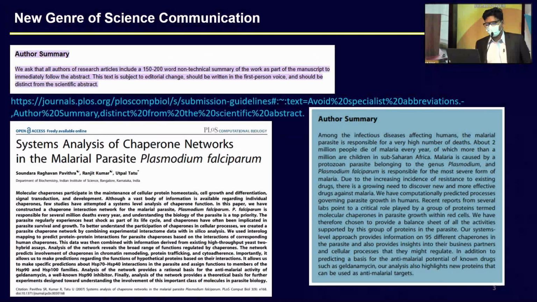Now, I have given some examples. If you look at this, this is an extract from a paper, and it talks about author summary. We asked that all authors of research articles include 150 to 200 words. So it's basically like an abstract, but you have to give an author summary, which is focused more on the general public, or rather experts from different areas. I'm not an expert of this particular area, the parasite or whatever, but just by reading the author summary, I should be able to understand what they have done. That's the idea of this author summary.